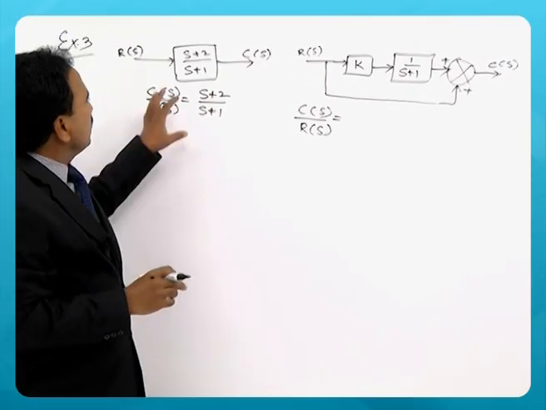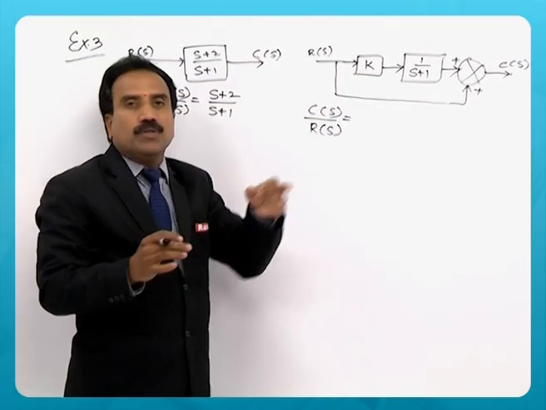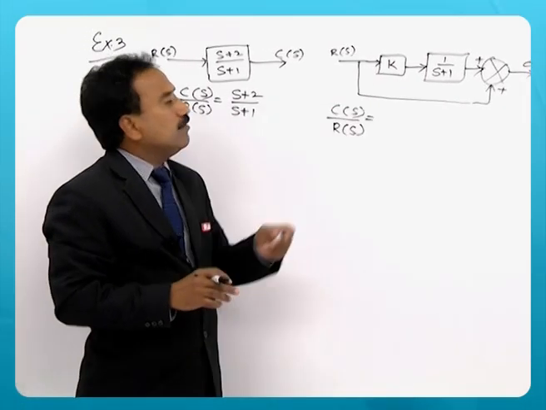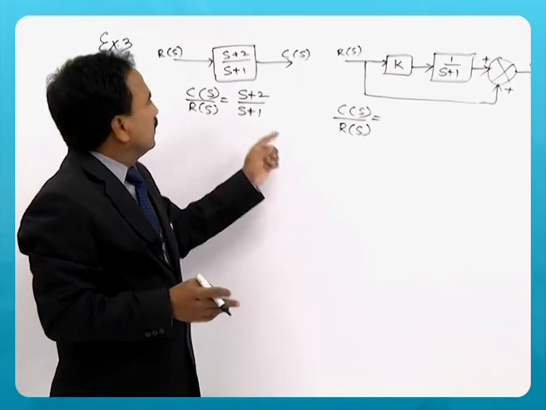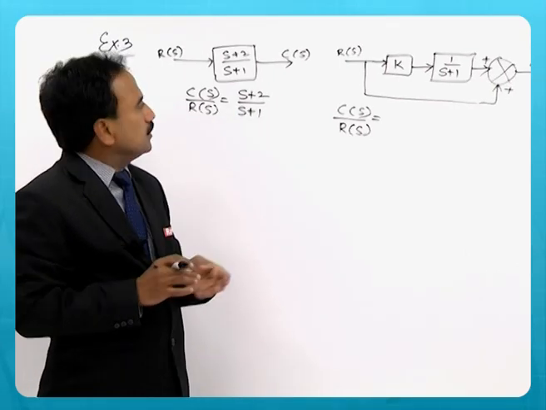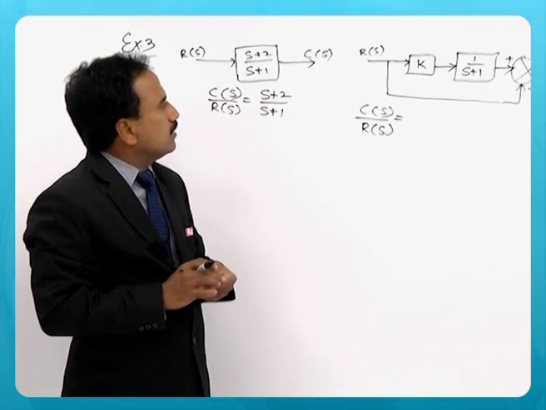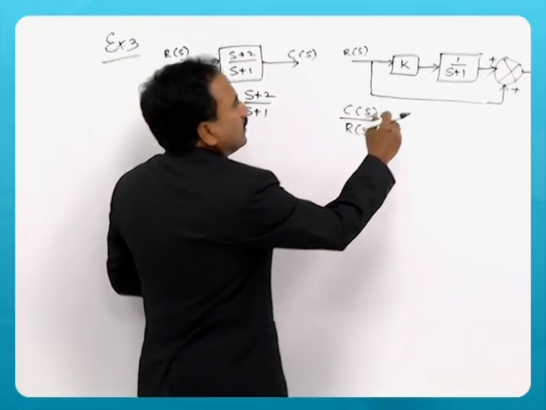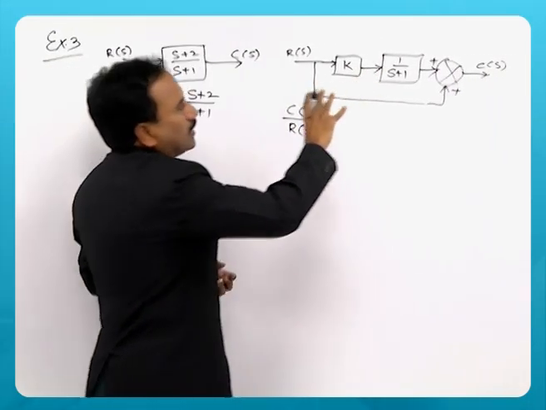So he says that both are the same. If I want to treat both the diagrams as the same, then what should be the value of K to have that assumption? The overall gains or transfer functions of both the diagrams must be the same, then what should be the value of K? So here you can see how the blocks are connected.